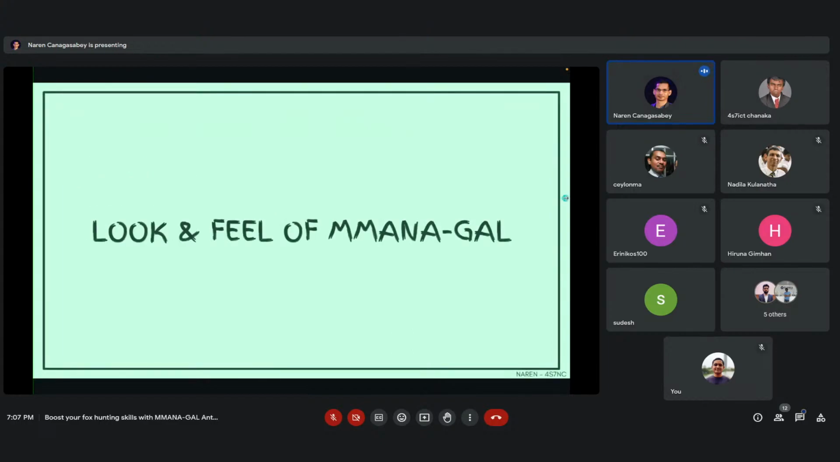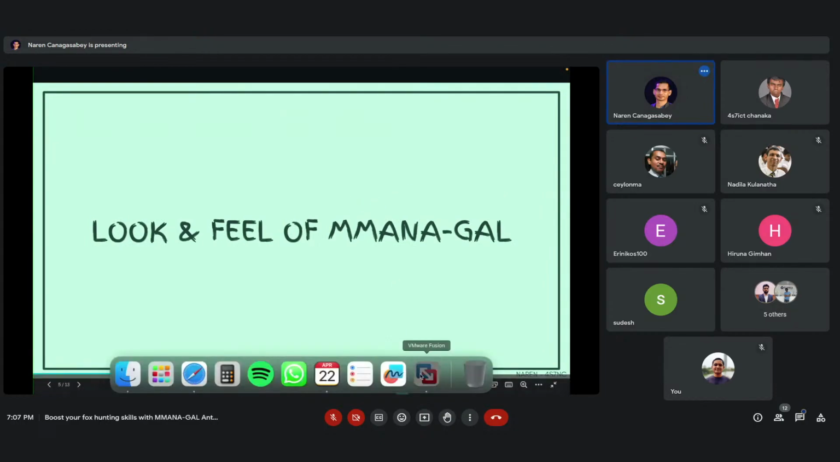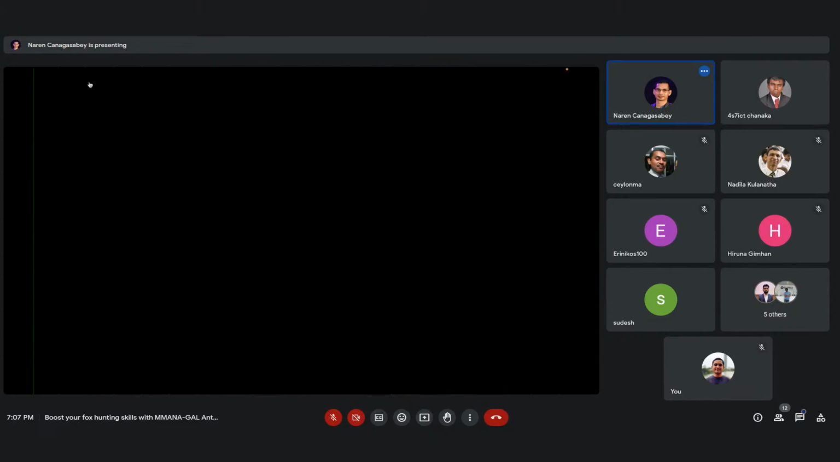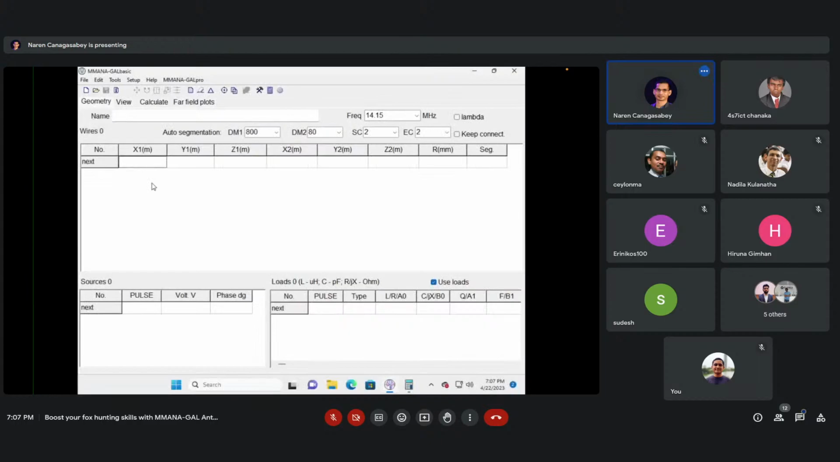So let's start with a look and feel of MMANA-GAL. Let me share the screen. Right. So hope you all can see the screen. So this is what MMANA-GAL looks like. This is the basic free version, and I hope all of you managed to download and install the software without any issues. So starting off, we have 4 tabs here.